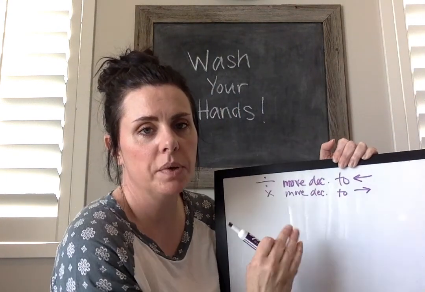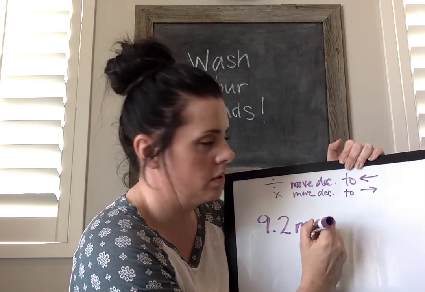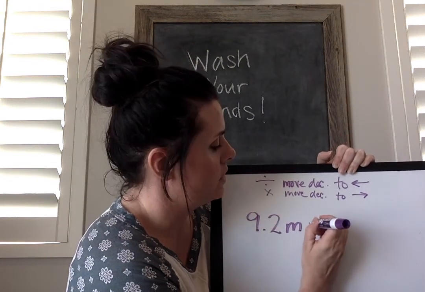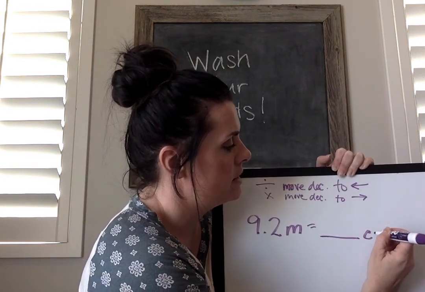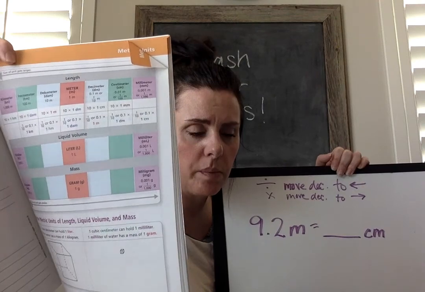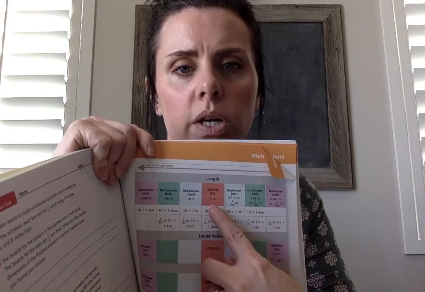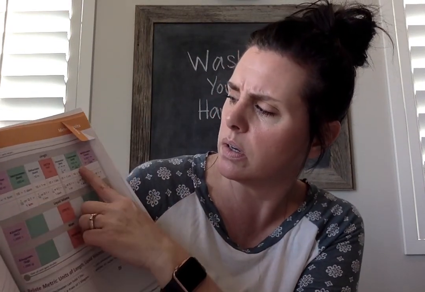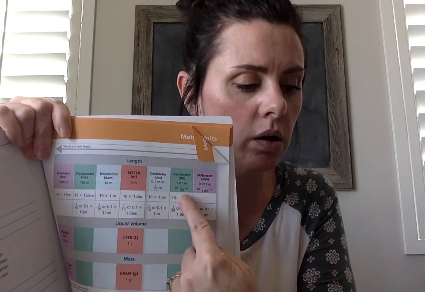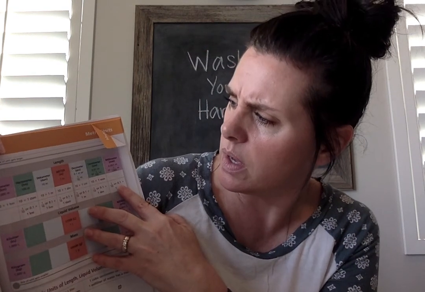I'll keep our little cheat up here so we can remember. We have 9.2 meters, all right? And we are going to convert that to centimeters. Okay, let's take a look at our chart here. Remember, we've got our chart. We're going from meters to centimeters. Okay, so here's our meters. Centimeters are right here. So we're getting smaller. The measurements are getting smaller, which means that more of them will be this way. The size of the unit gets smaller, okay?